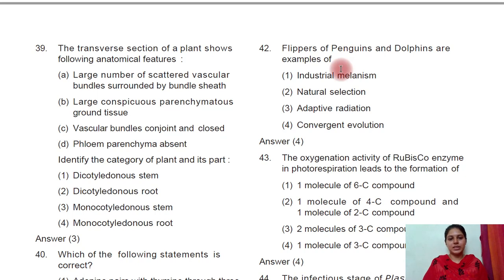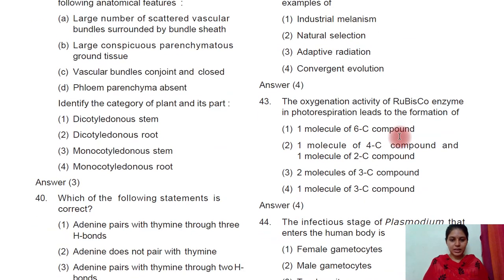This is a very interesting question. Flippers of penguins and dolphins are examples of convergent evolution, because dolphins also have flippers, right? So they have a flipper-like structure which helps them to swim. Even for penguins, flippers help with swimming. But what is convergent evolution? It is where animals have the same part but at different epochs, like at different periods. So that is called a converged form. So, convergent evolution.